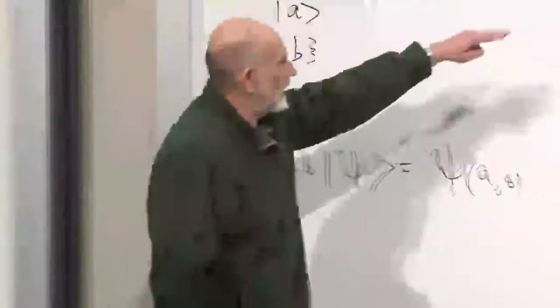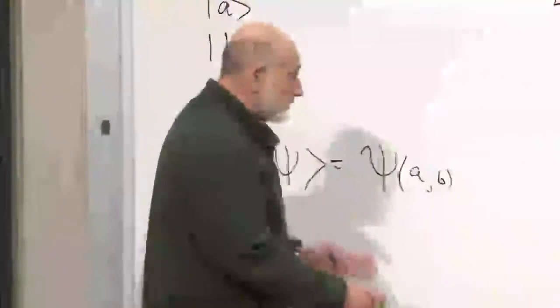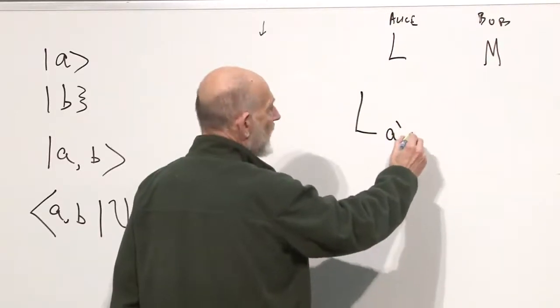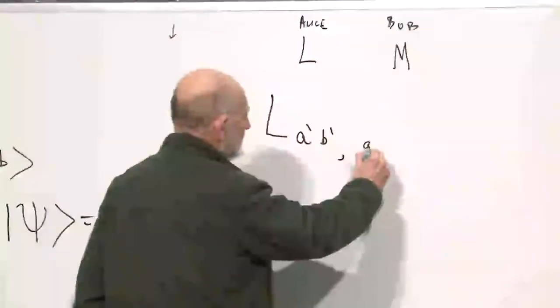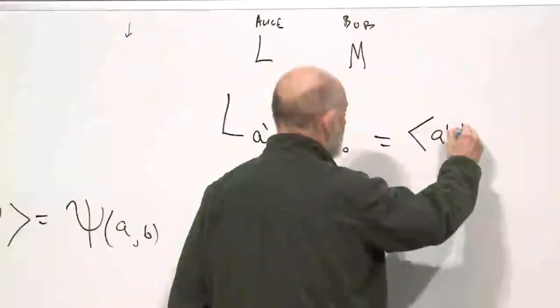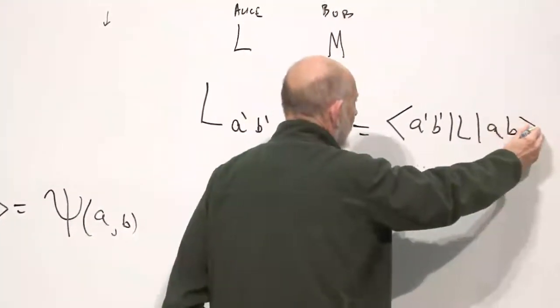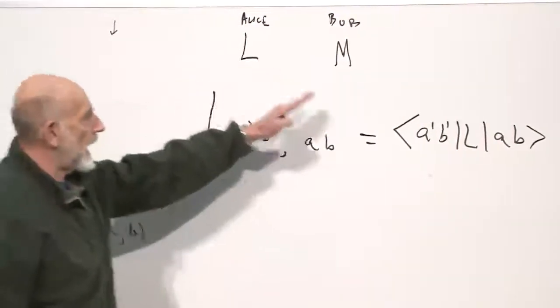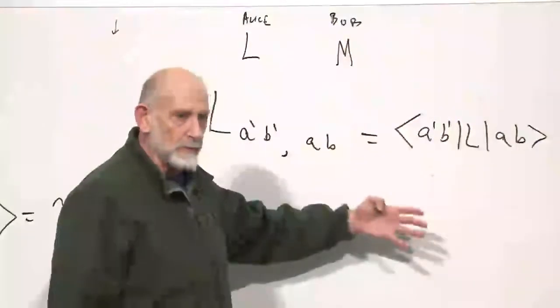So what that says is that Alice's observables are matrices. They're matrices that can be written as L of A prime B prime, just like L here has a primed variable and an unprimed variable, but now the single index is replaced by two indices, A and B. What does this correspond to? This corresponds to the sandwich A prime B prime L A B, whatever this stands for. But L only belongs to Alice's space of states, only belongs to Alice's system.